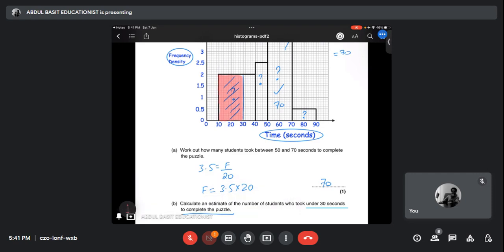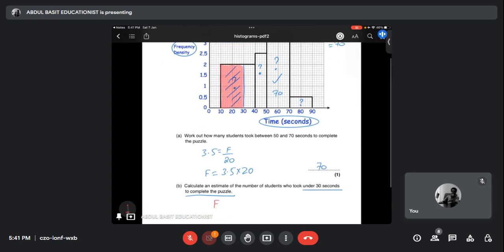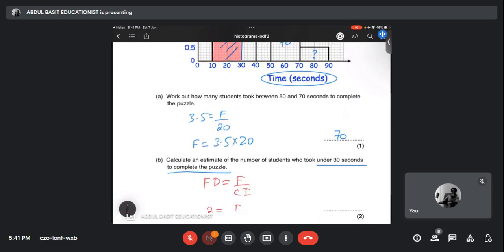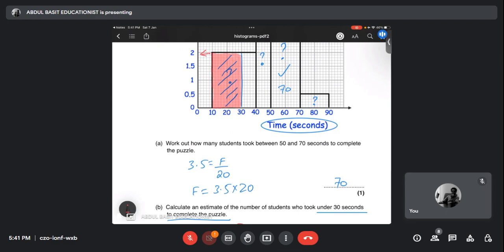Now it's a histogram, so FD is equal to frequency divided by class interval. The FD for this class is already 2, but the frequency is unknown. Now the class interval would be from 30 to 10. Under 30 seconds are from this one. Yes or no?